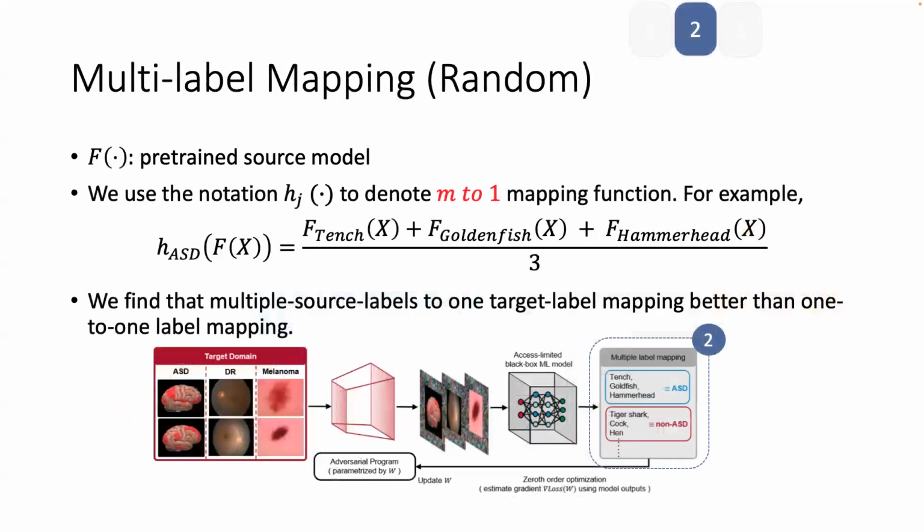Okay, and then for the output label mapping, we can specify which source labels you want to map to the target label. For example, you can say that the prediction probability of ASD will be the average prediction probability of these 3 source labels, tench, goldfish, and hammerhead, that I designed. Or you can even make this output label mapping trainable, by thinking about it as a trainable linear layer. But either way, we need to assign how we map the source label prediction to the target label.